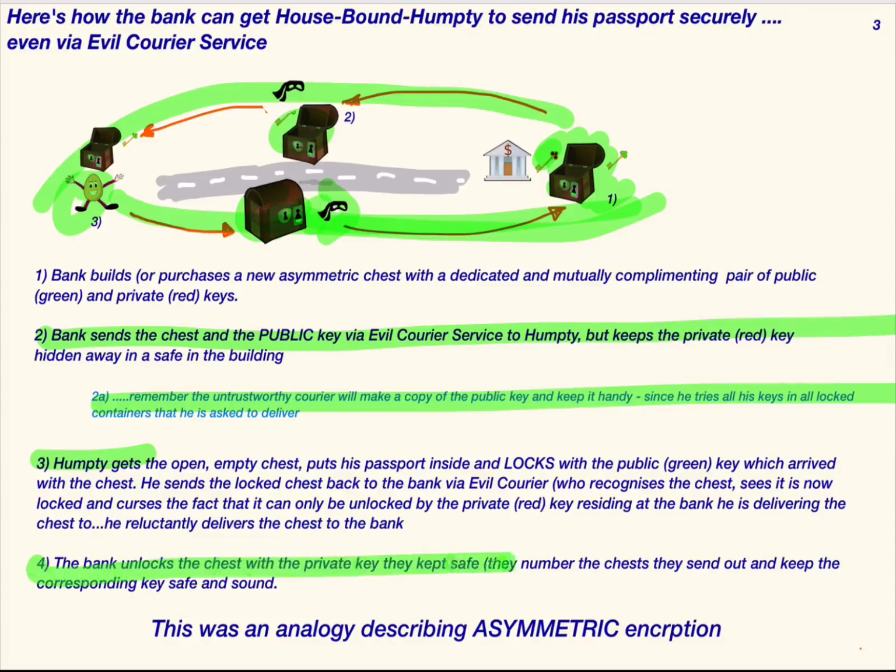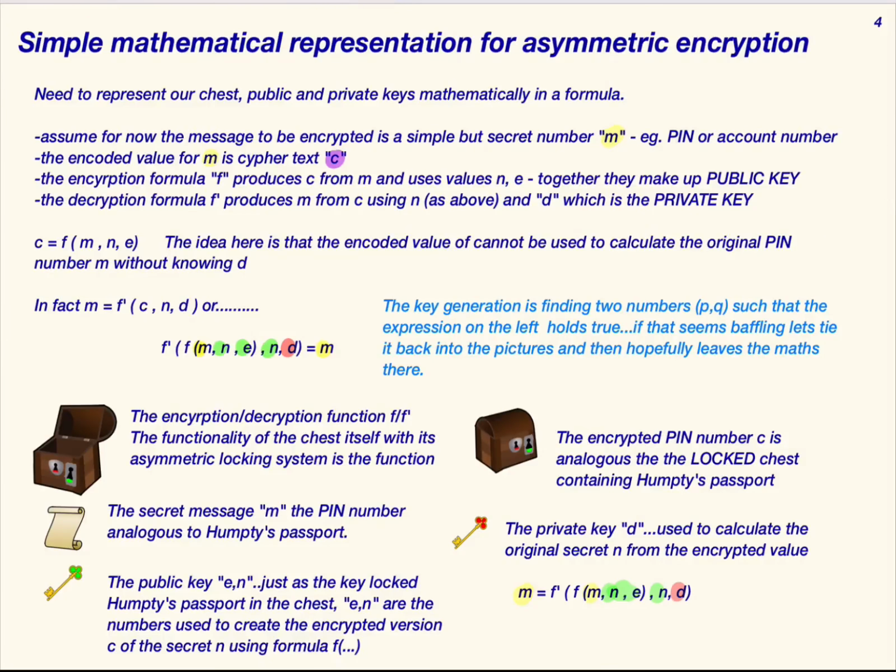So when the box gets back to the bank, who've been holding the private key and never letting it out of their hands, they will open the box, and they will basically find the passport in there, and that is an analogy to describe what is called asymmetric encryption. Right. So, quick sip of water.